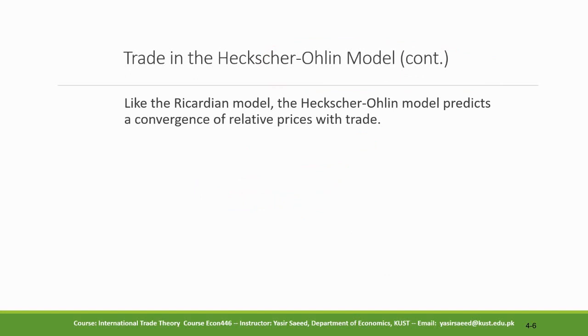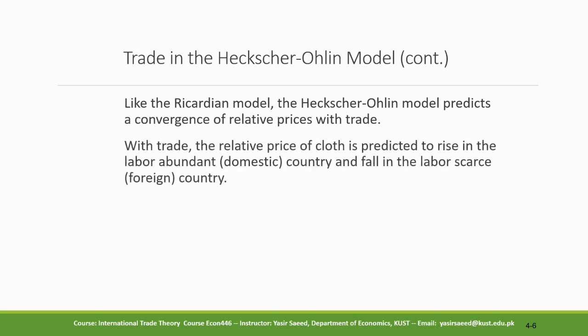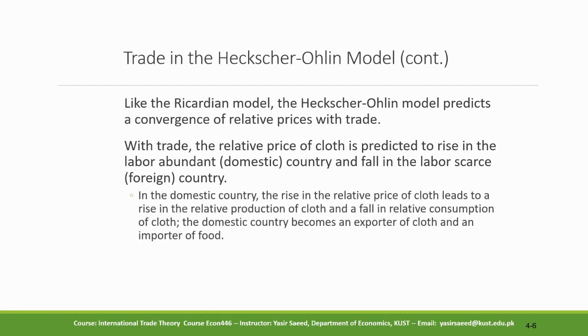So, like the Ricardian model, the Heckscher-Ohlin model also predicts a convergence of relative prices, and you have seen this convergence of prices in the previous graph. With trade, the relative price of cloth is predicted to rise in the labor-abundant country and fall in the labor-scarce country. As we have seen in the graph, the prices will converge to a single price. Where the good is abundant, the prices will rise there. Where the good is scarce, the price will decline in that country.